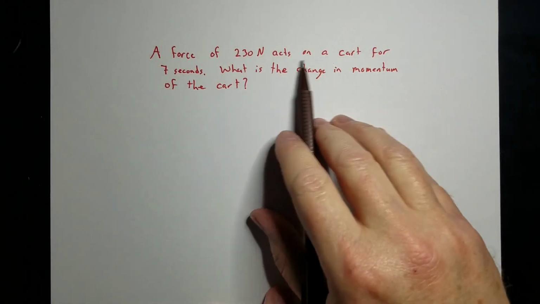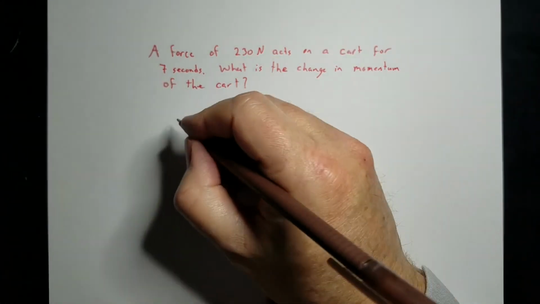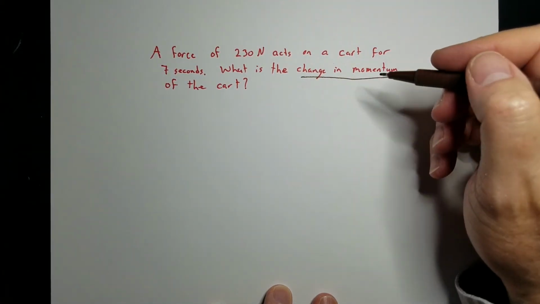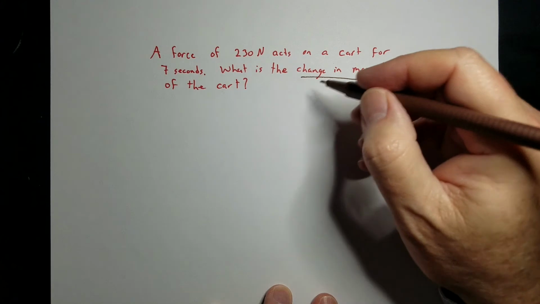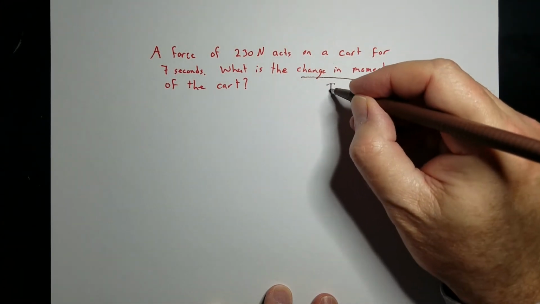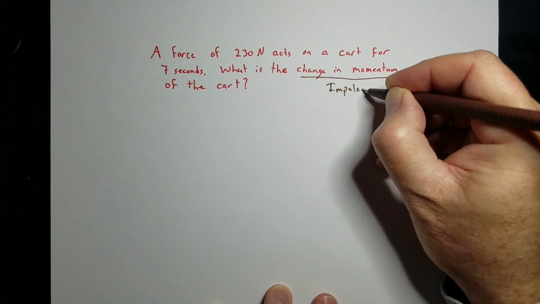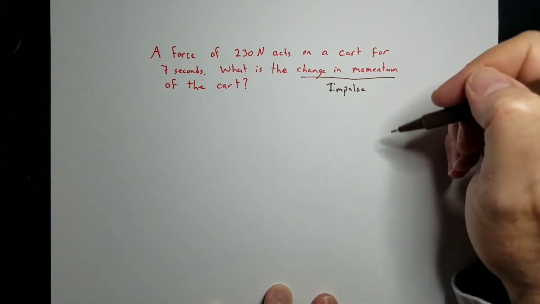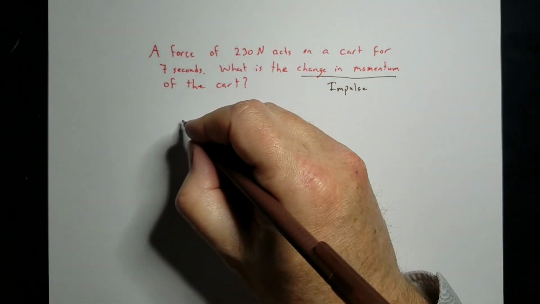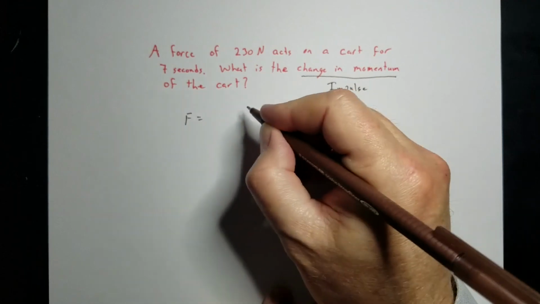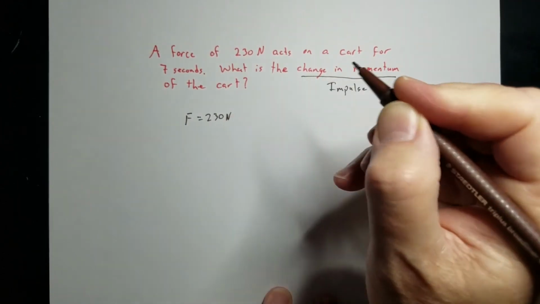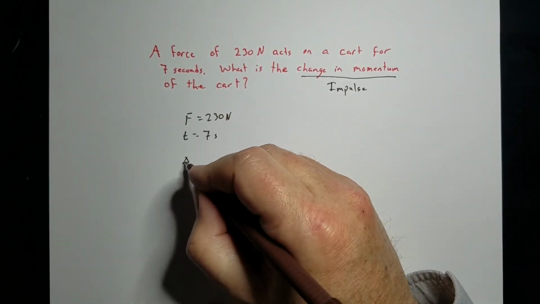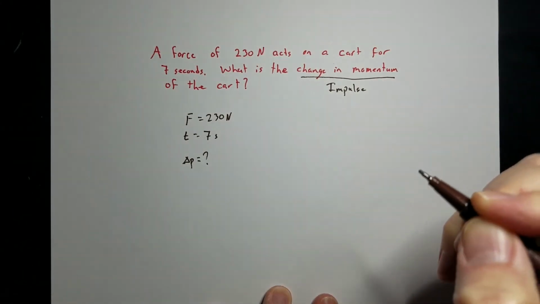This time we have a force acting on a cart for a time. And I'm looking for, oh, this one says change in momentum. So am I looking for mass times velocity? Well, not really. That change in momentum really means I'm looking for impulse. That's another way that we can designate that we're looking for impulse without saying impulse. So I can have a force of 230 newtons, and it acts over 7 seconds. And again, I'm looking for the impulse, which is change in momentum.